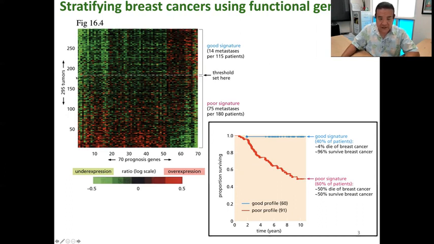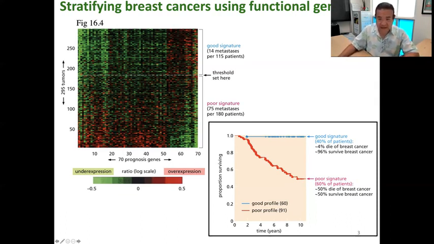What they then do is they set a threshold here. Let's just say they arbitrarily put this dotted line in the middle, and then they say this represents one signature, and then everything on the bottom represents a different signature or a different sort of fingerprint.